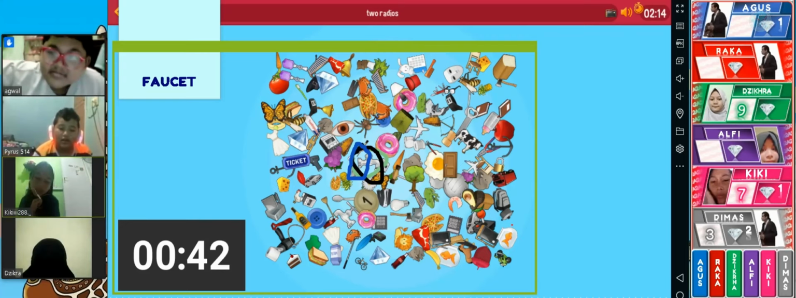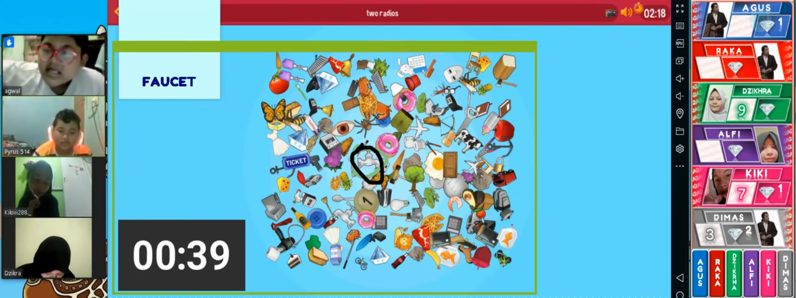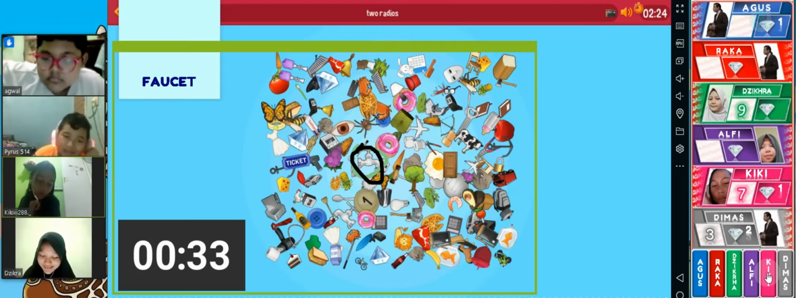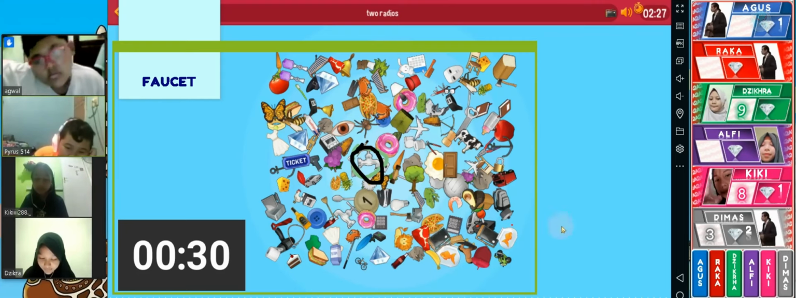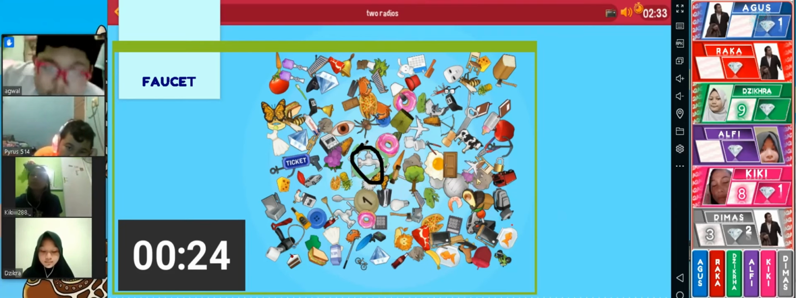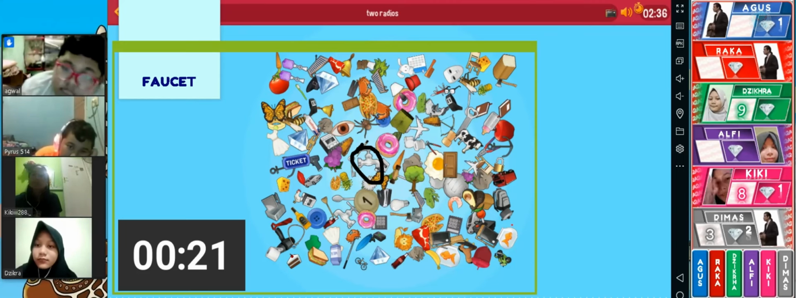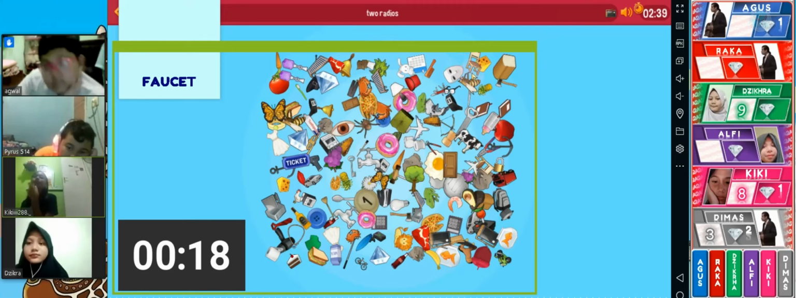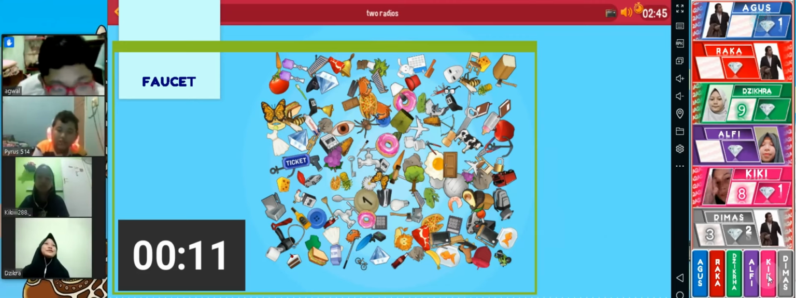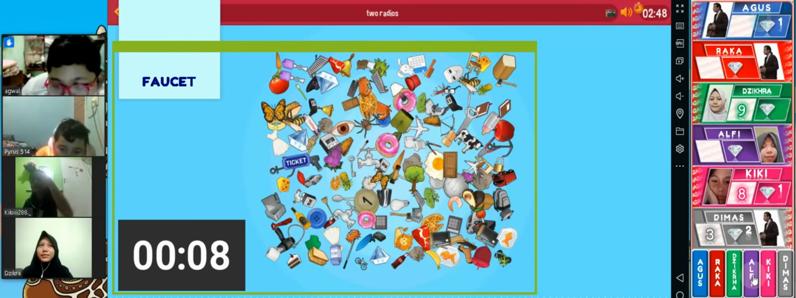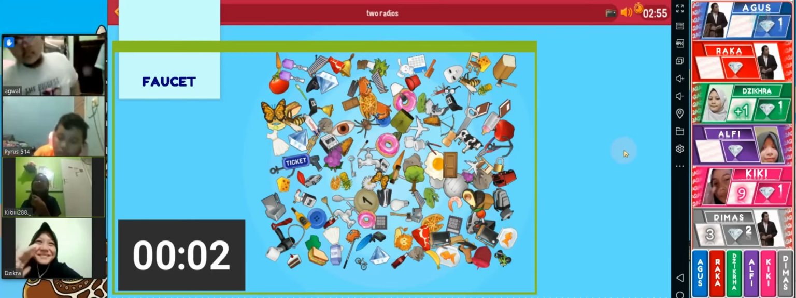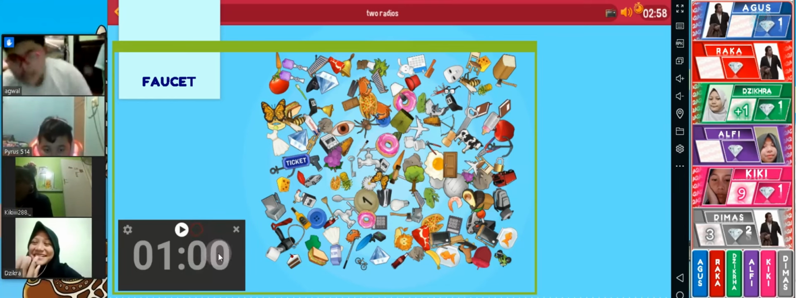A faucet is a device that controls the flow of a liquid or gas from a pipe or container. So you can control gas or liquid. What kind of gas uses a faucet? A gas container uses a faucet. Example in a sentence: I have 5 faucets in my house. I have a faucet in my bathroom.